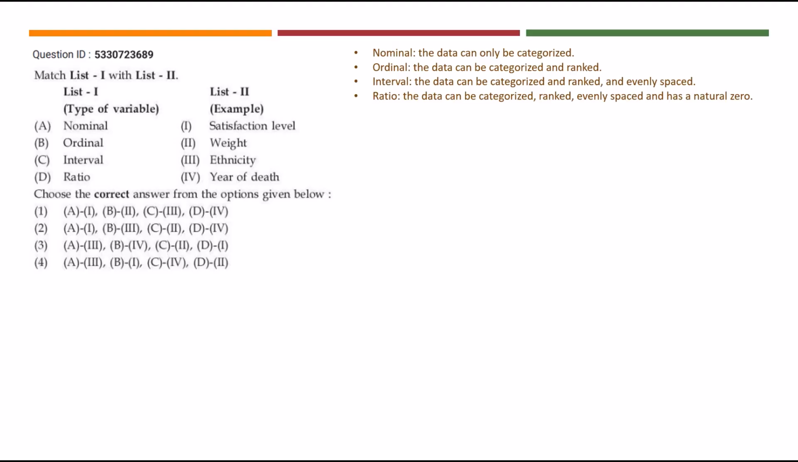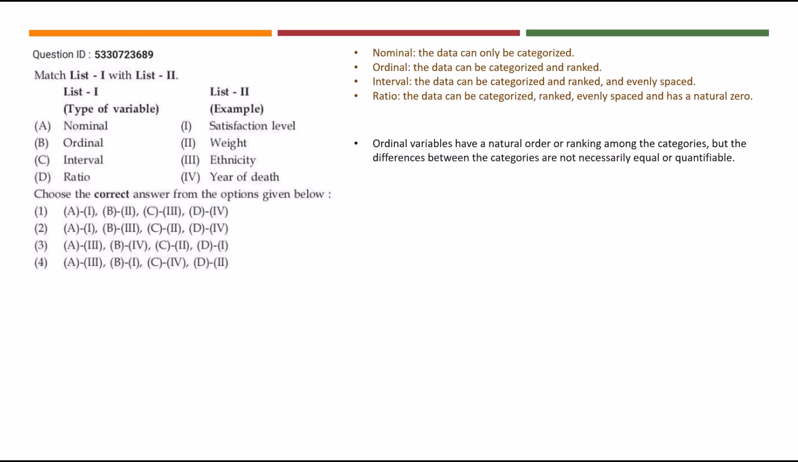Now we'll get into the solution part. First we will start with ordinal variables. Ordinal variables have a natural order or ranking among the categories. So they have mentioned it as categorized and ranked. But the differences between the categories are not necessarily equal or quantifiable.